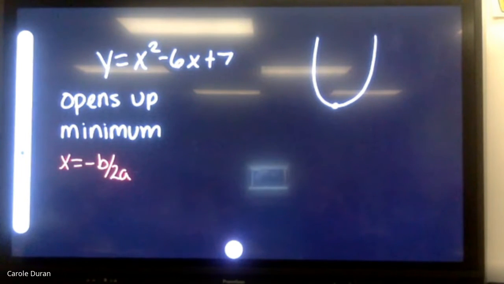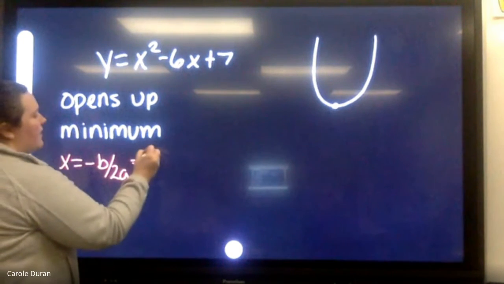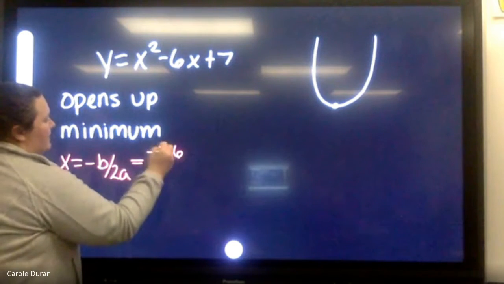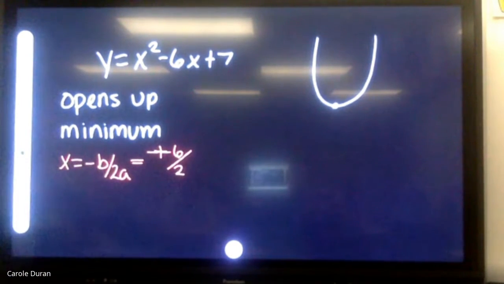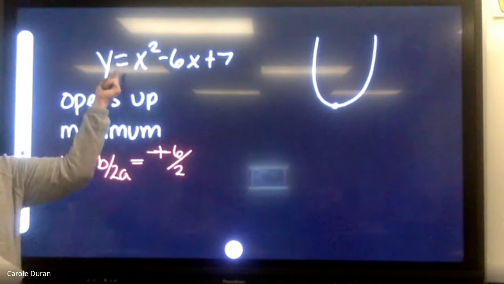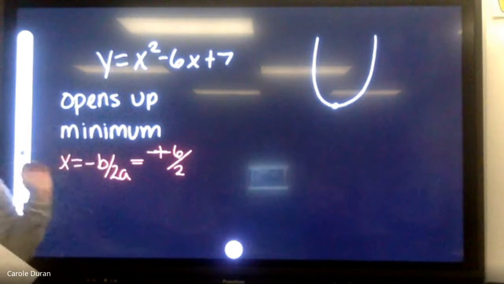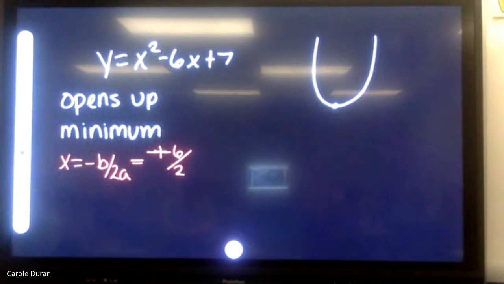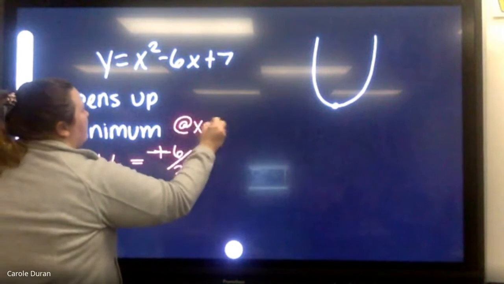So when I do this, I pull the a and the b from my equation. My a value is 1, my b value is negative 6. So the negative of negative 6 makes it a positive 6 over 2 times 1, which is just 2. And then what's 6 divided by 2? A is the number in front of x squared. So since there's nothing there, we say it's a 1. Sorry, what's 6 divided by 2? 3. So my minimum is occurring at x equals 3.